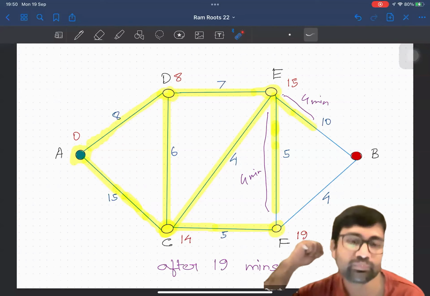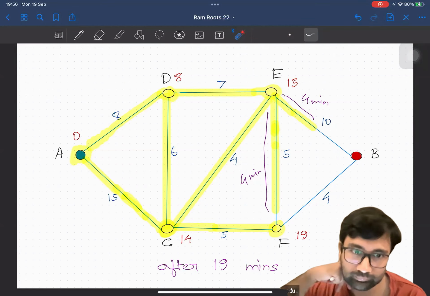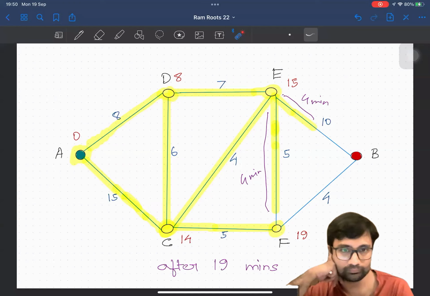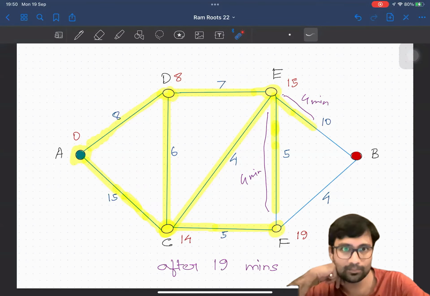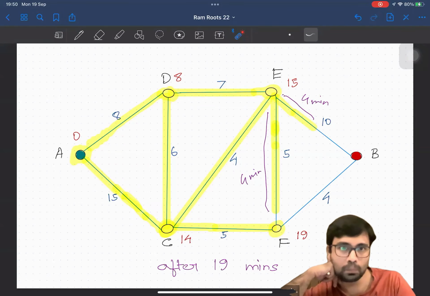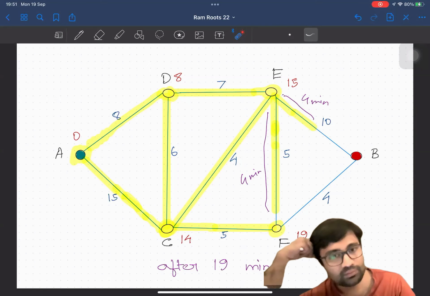Why would it take 9 minutes? Because E to B will take another 6 minutes, right? Oh wait, that's my miscalculation. I'm very sorry. It will not take 9 minutes, it will take 11 more minutes. Why? Because E to B has already covered 4 minutes of the distance, and to reach B it needs another 6 minutes. Okay, so this is 6 minutes, and then why 11 minutes? Because another 4 minutes for F to B, and 1 minute from E to F.